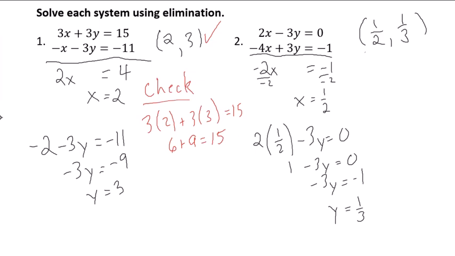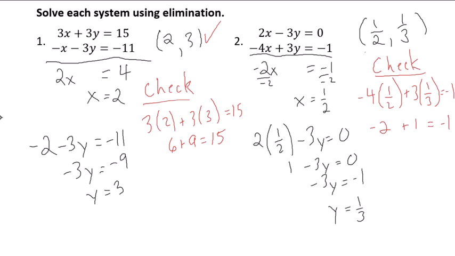And then we would want to check that. Since we used the first equation to plug in to find the y value, we only need to check in the second equation. Negative 4, x is now 1/2, plus 3, y is now 1/3, and this all needs to equal negative 1. Half of negative 4 is negative 2, 1/3 of 3 is 1, and we get negative 2 plus 1 does in fact equal negative 1. All right, let's go ahead and look at our next example.